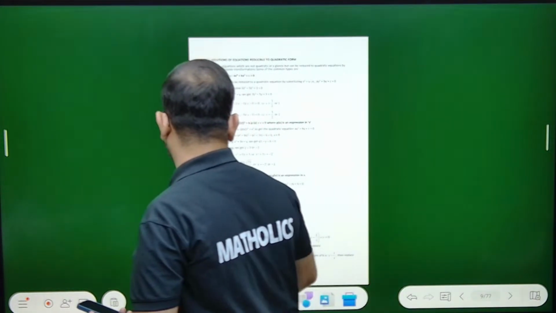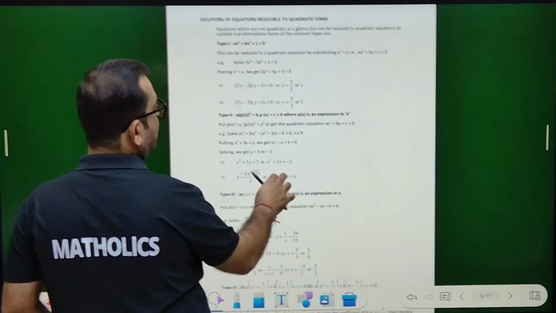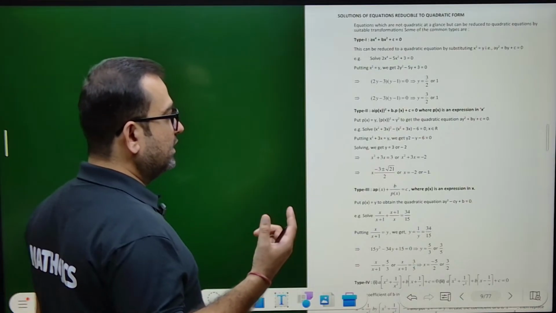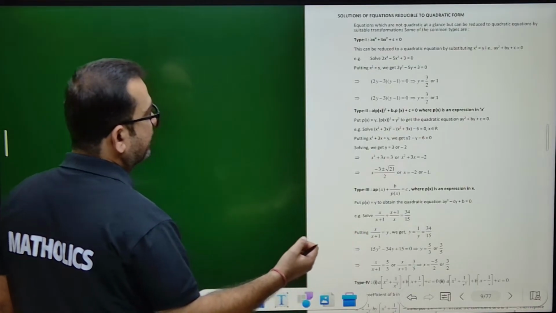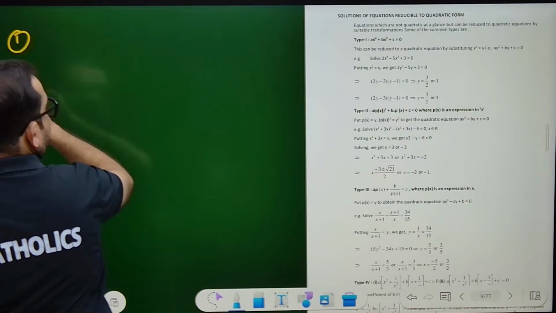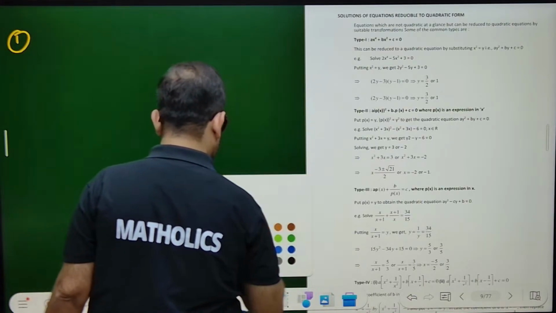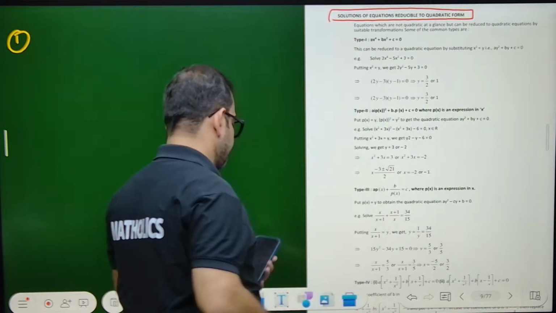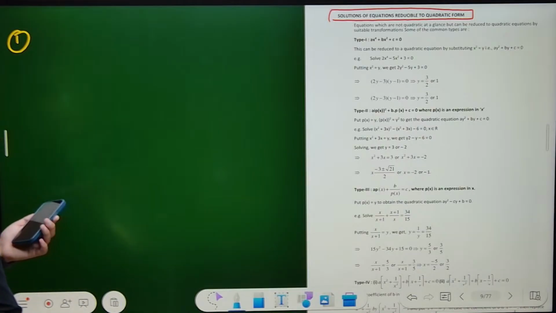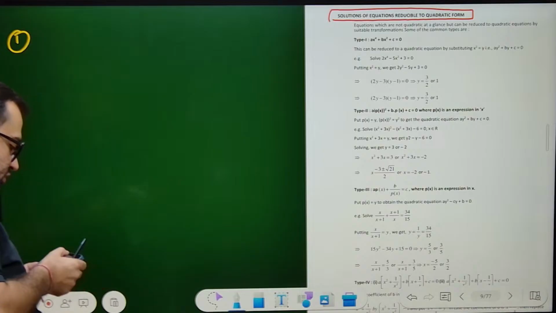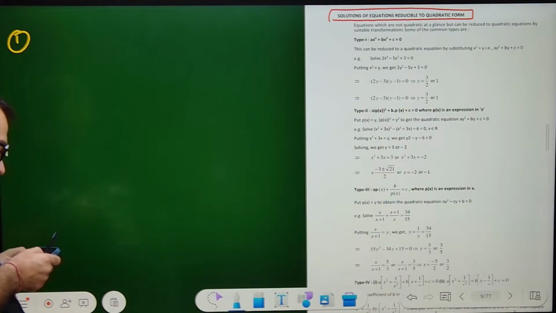Next type of questions: equations which are reducible to quadratic equations. Reducible would mean we let something and make the complex questions easier. So first, we'll solve this question. Example number 4, equations which are reducible to quadratic form. Write down the heading: solutions of equations reducible to quadratic form. Reducible to quadratic form means some questions will be complex, we just reduce them and bring them to a simpler form of quadratic equations.